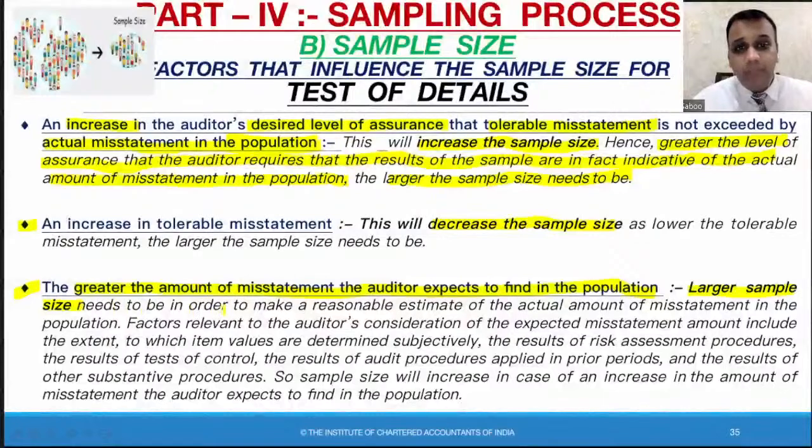A larger sample size is needed in order to make a reasonable estimate of the actual amount of misstatement in the population. The auditor expects that there could be major misstatements in the population. So what are the factors relevant to the auditor's consideration that he expects misstatement? Which items are determined subjectively? The results of his risk assessment procedures, the results of tests of control, the results of audit procedures applied in previous periods. The same point we have covered in test of controls as well.